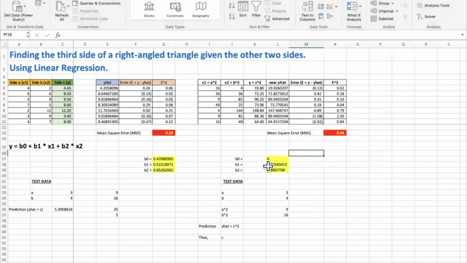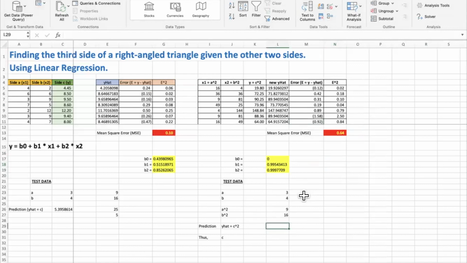It's got some value, so it's got this formula. It says b0 is equal to 0, b1 is equal to 0.995, and b2 is equal to 0.999. This is pretty close to 0, 1, 1. So it is pretty close to getting an equation which is a square plus b square is equal to c square. Let us test this formula.